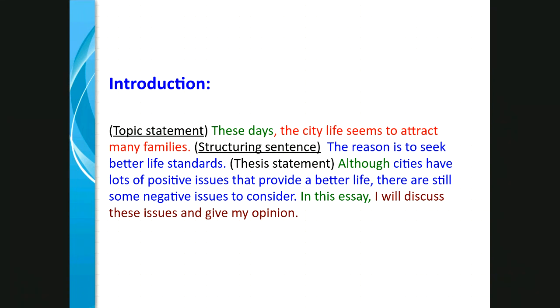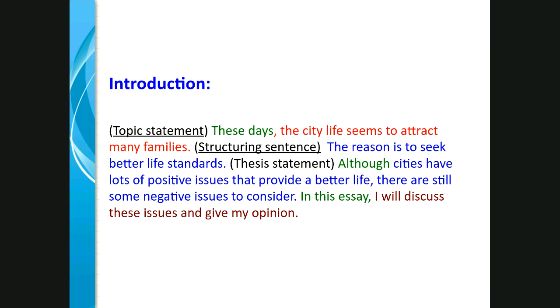Thank you so much. Yes, a thesis statement is very important in any kind of essay, and it comes at the beginning of the essay in the introduction. What is a thesis statement? It is your intention. What are you going to do in this essay? Once you have written your topic statement and the structuring sentence, then what? This gives the structure of your essay.